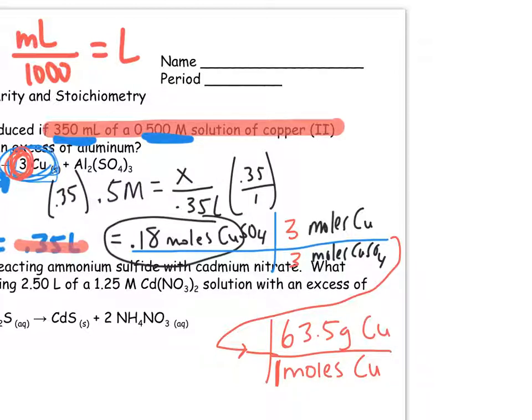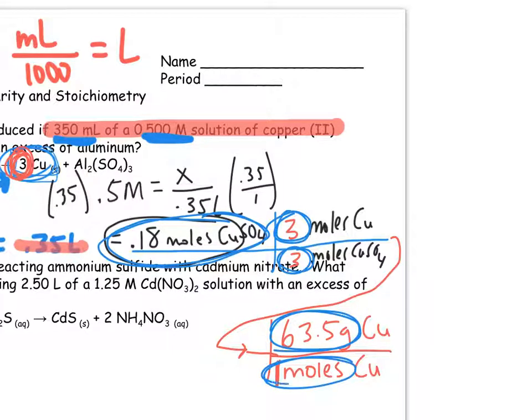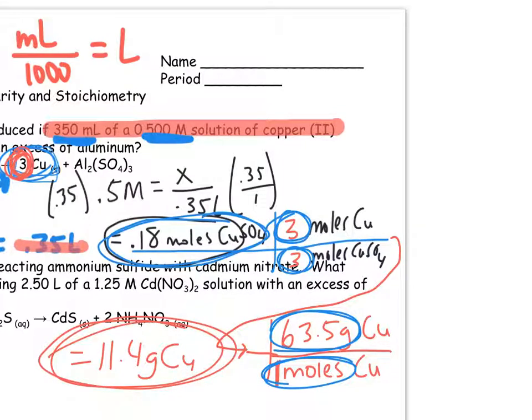So the last thing I've got to do is punch it into my calculator. 0.18 times 3 divided by 3 times 63.5 divided by 1, and we should get an answer of, I believe, 11.4 grams of copper. Okay, so hopefully that helps you fill out the rest of that sheet.